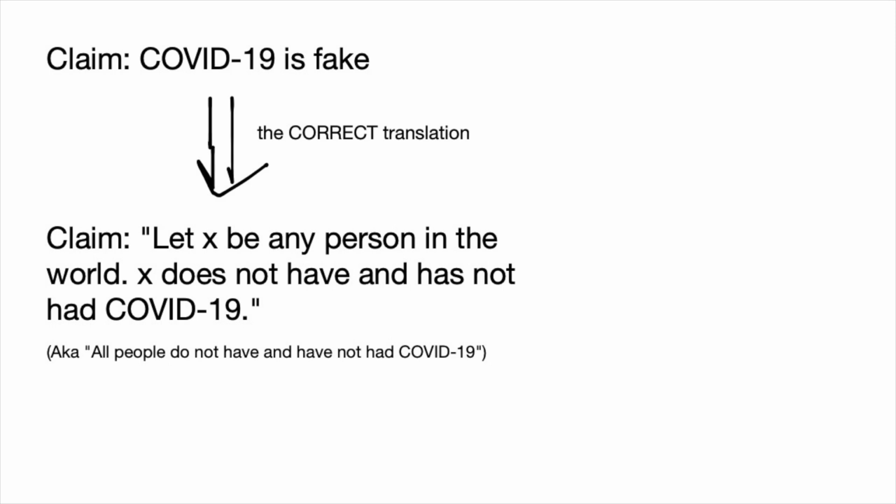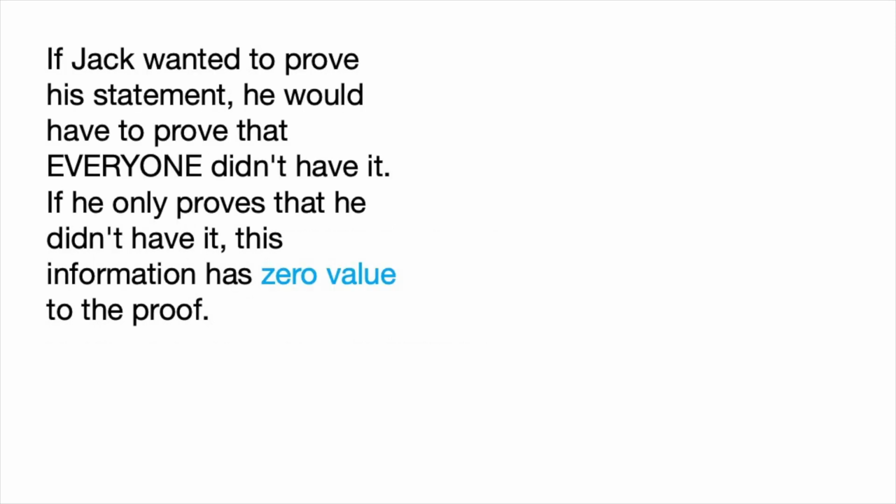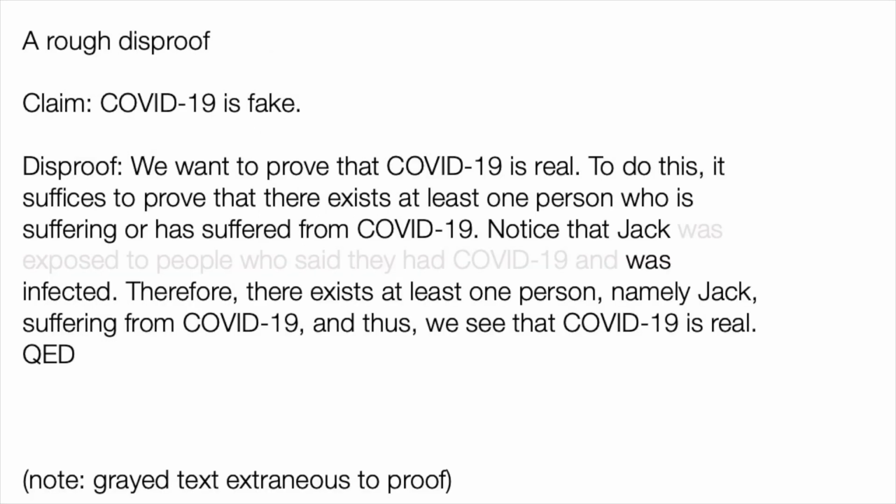However, unfortunately for Jack, the statement was actually an all statement. It was not a there exists statement. So if Jack wanted to prove that COVID-19 is fake, he needed to prove that everyone didn't have it. So even if Jack didn't get infected when trying to prove his claim, his proof would not have worked anyways. And what's worse, he tried to prove something using a faulty proof, but that proof actually turned into a disproof because Jack was infected. So here's a claim, COVID-19 is fake, and here's the disproof.